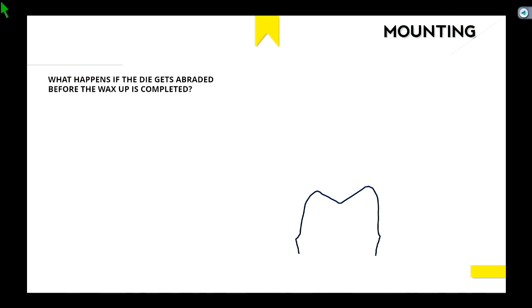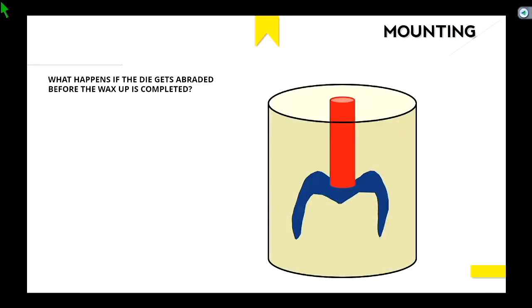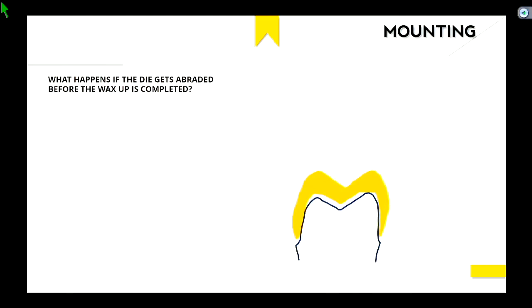How about another scenario? What happens if the die gets abraded before the wax up is completed? Let's pretend we had a sharp angle or a sharp point, and that sharp point got rounded off. We'll be a little dramatic here, and what if you rounded it off like that, just because you abraded it? And then you made a wax up off of this die. Again, we'll run through the same steps. You'll invest, you'll burn out, you'll cast, take out the sprue, try to seat in the mouth. No good. Hyperocclusion, open margin.